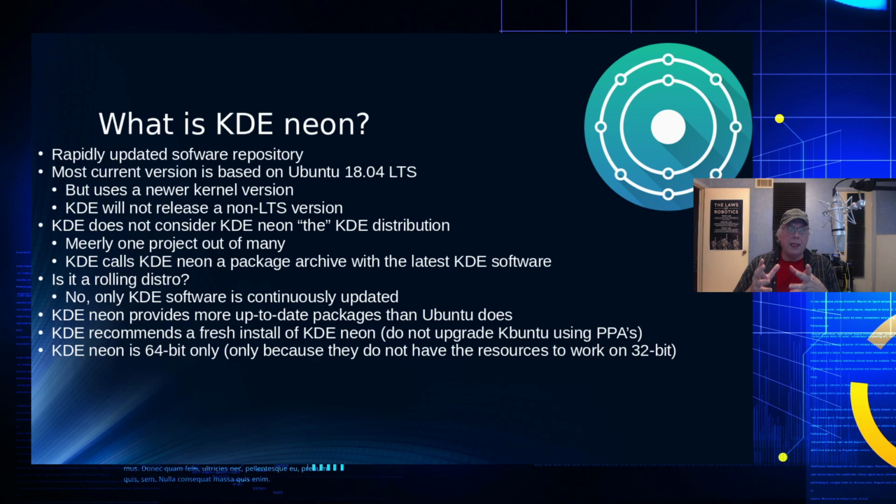KDE Neon provides more updated packages than Ubuntu does, and KDE recommends a fresh install. In other words, if you're looking at this from the standpoint of Kubuntu, and you're thinking, well, I'll just go get the PPAs and install those and make this into KDE Neon, no, they don't recommend that you do that. They recommend that you go out and get the ISO file, download it, and install it fresh. That way you're not running into some kind of interaction problems, because there are differences in the installer.